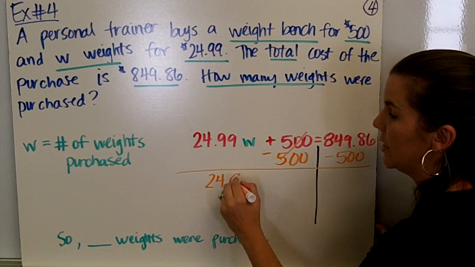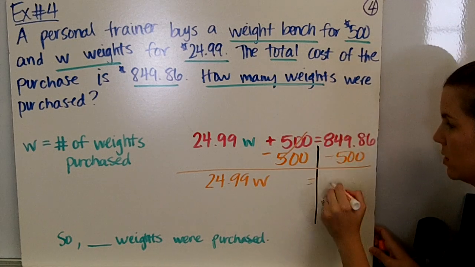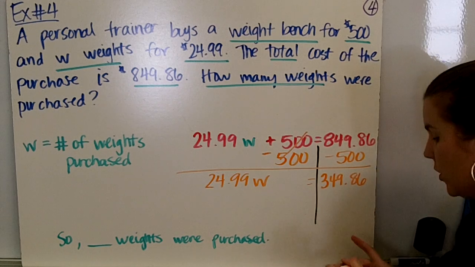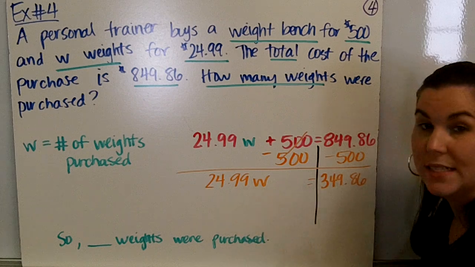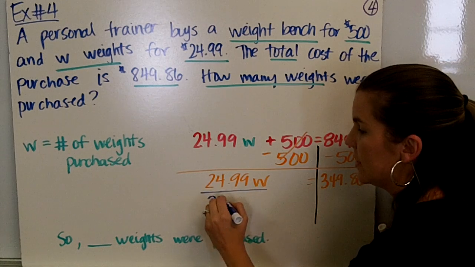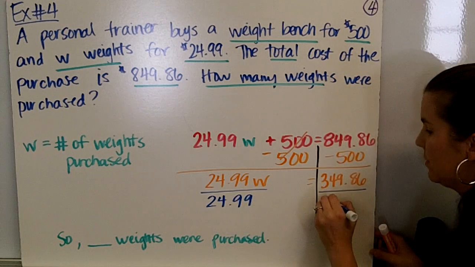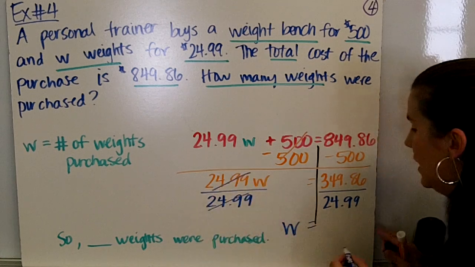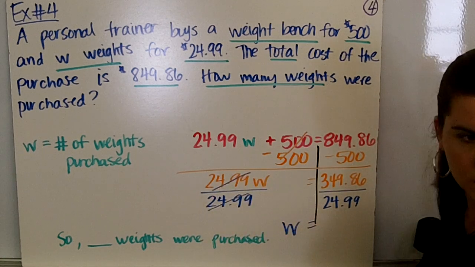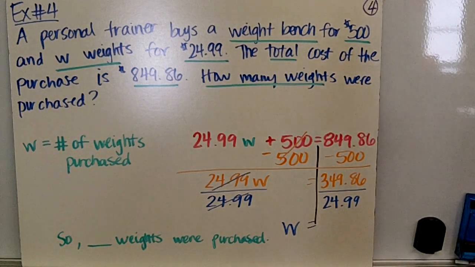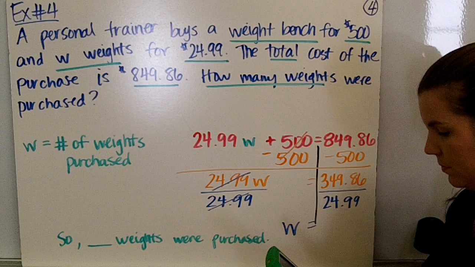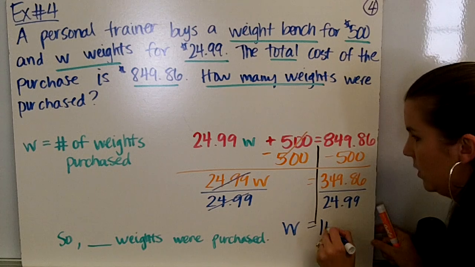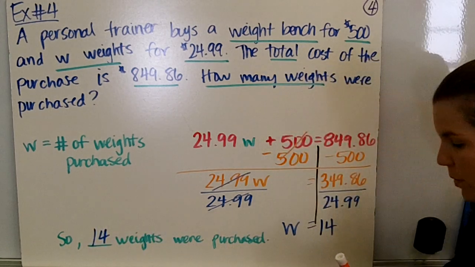So I have $24.99 W equals, let's see, $349.86. And we're going to divide. $24.99 W is multiplied, so the opposite is division. Divide both sides by $24.99. So we get W equals, let me get my calculator. All right, so 14 weights were purchased by the trainer.